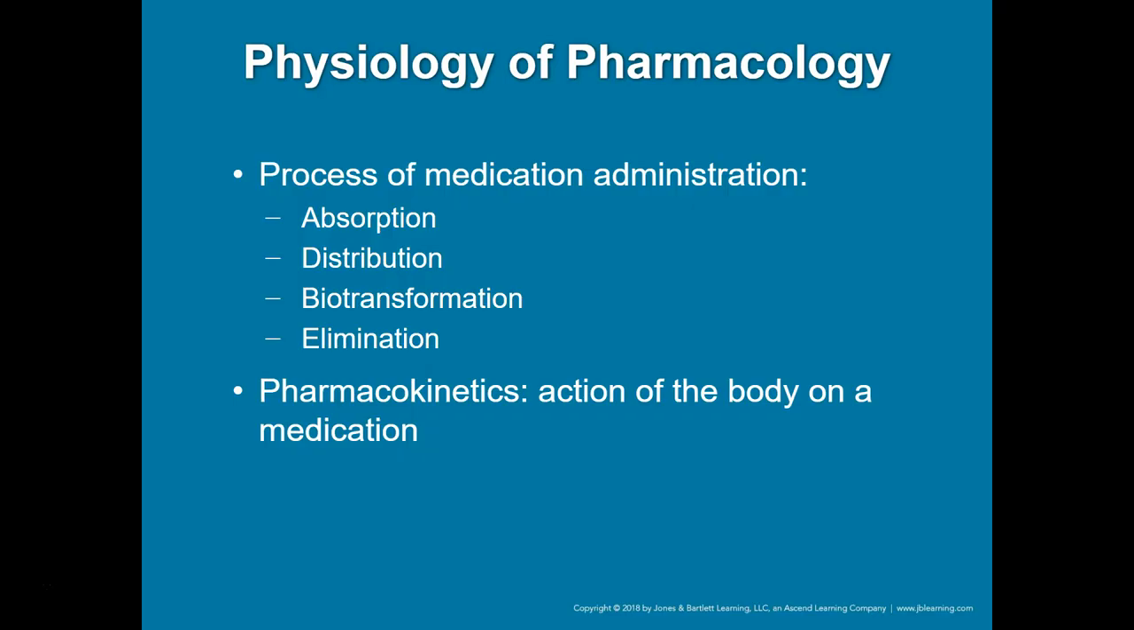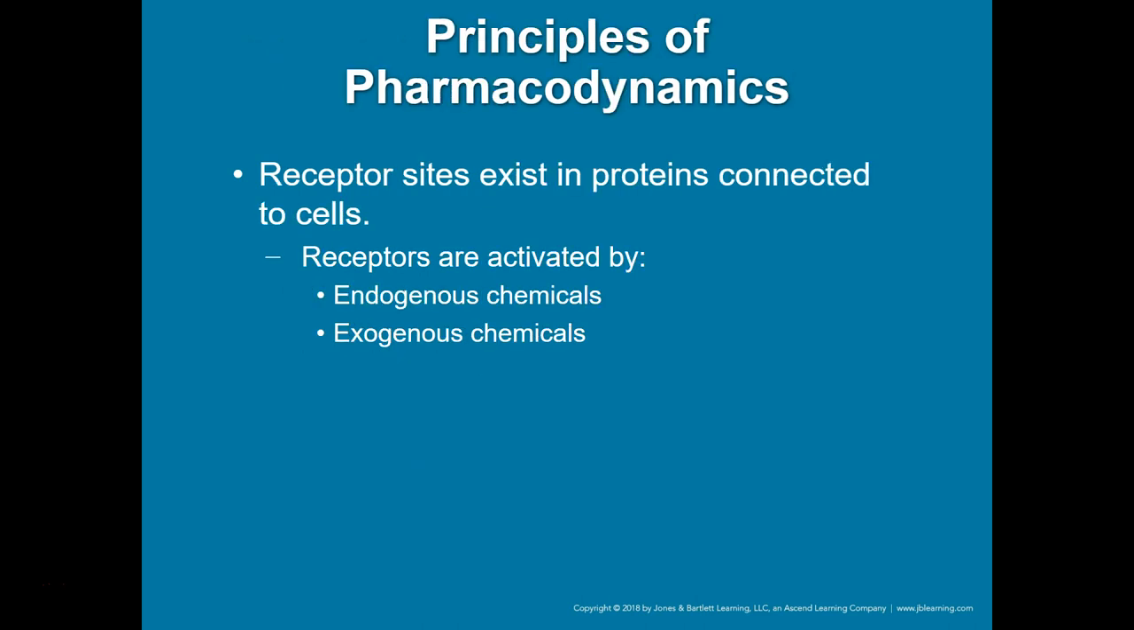Process of medication administration: it's absorbed, whether through the skin or IV, whatever. It's distributed, biotransformed, and then it's eliminated. Pharmacokinetics is the action of the body on a medication. So kinetics is how the body changes the medication. Dynamics is how the medication changes the body. Pharmacokinetics is how the body changes the medication, so it's breaking it down, eliminating it, biotransforming it into other little molecules and drugs.